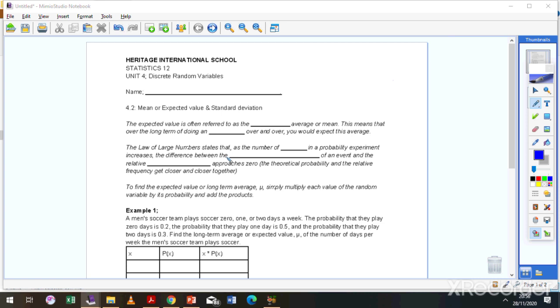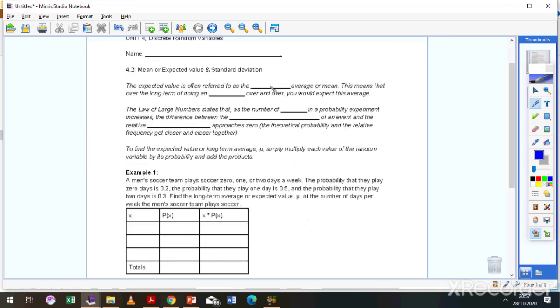So today we'll talk about the video for 4.2, the mean or expected value and standard deviation of a probability distribution function. Like I said in the last video, you can use the PowerPoint to fill out each of these blanks. It's literally in the PowerPoint.